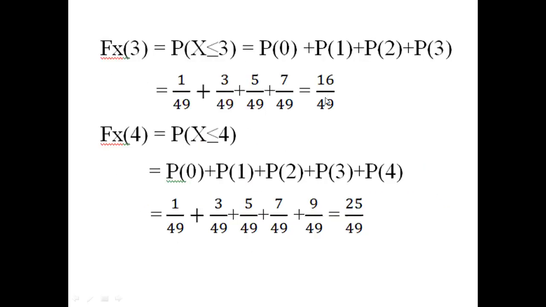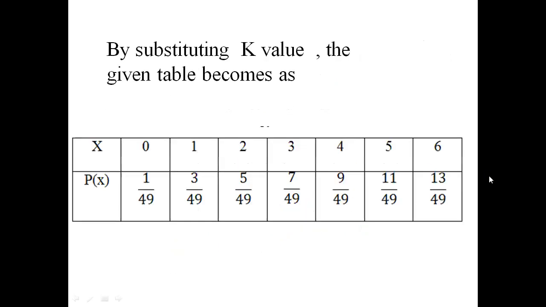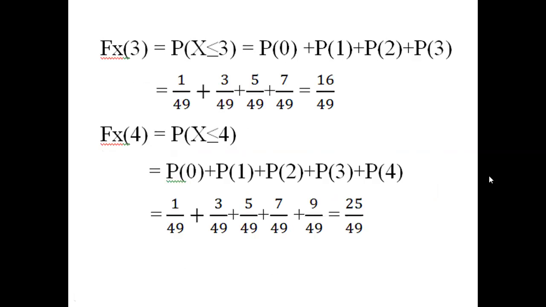Finally, we are getting 16 by 49. Next, the distribution function at 4, that is P of x is less than or equal to 4. The probabilities are P of 0 plus P of 1 plus P of 2 plus P of 3 plus P of 4. The corresponding probability is 1 by 49 plus 3 by 49 plus 5 by 49 plus 7 by 49 plus 9 by 49. We are getting 25 by 49.